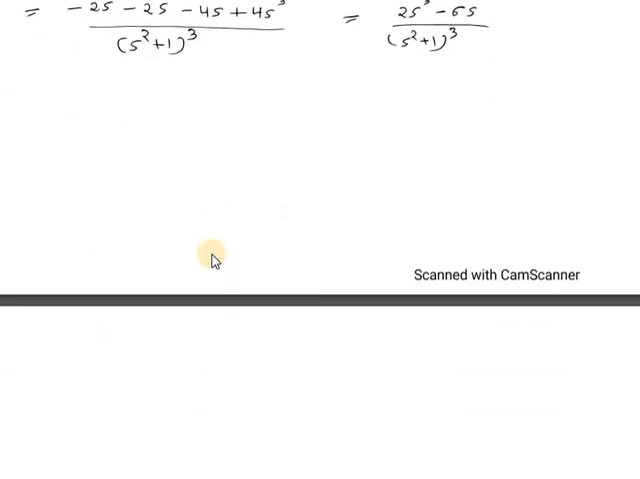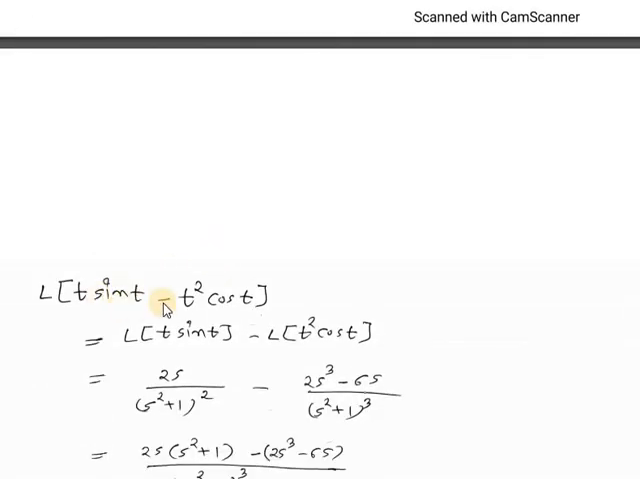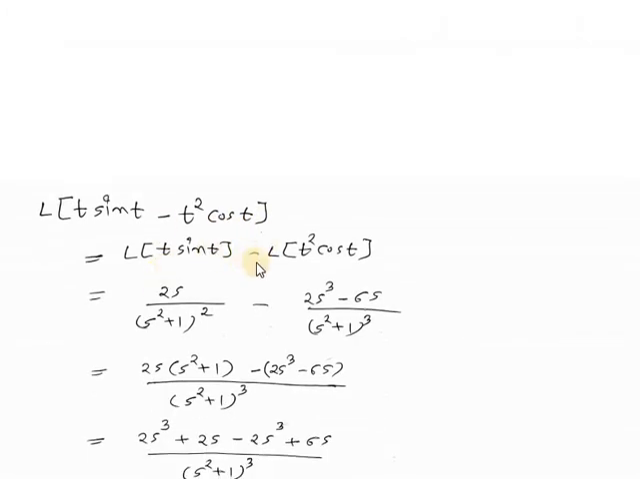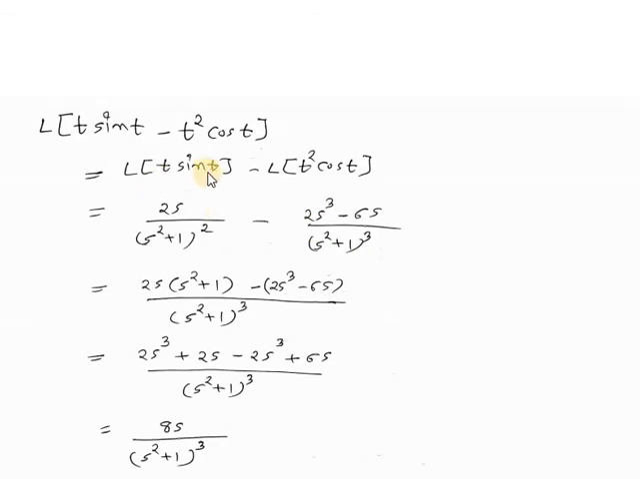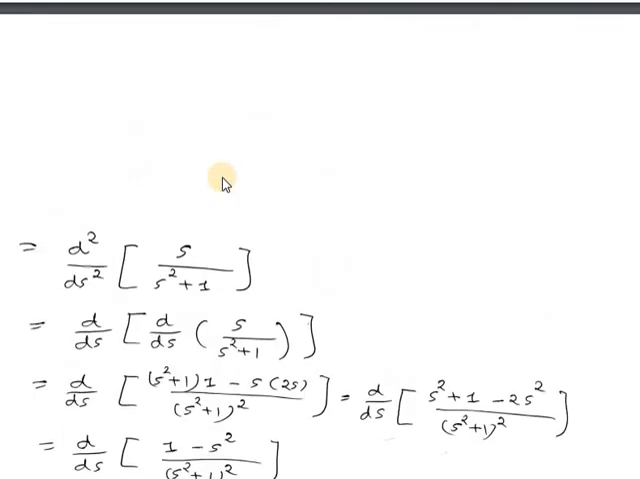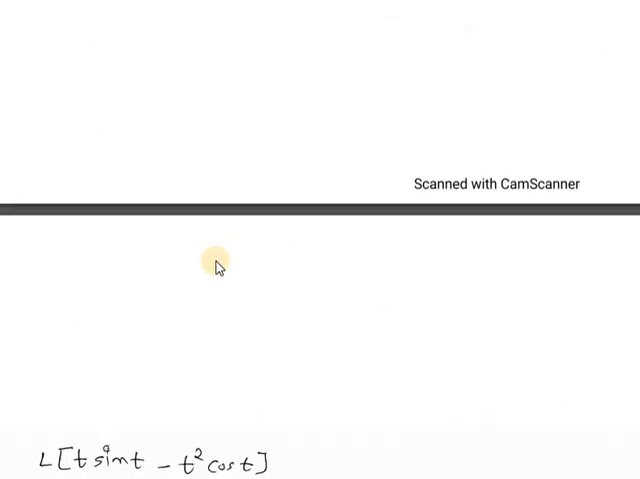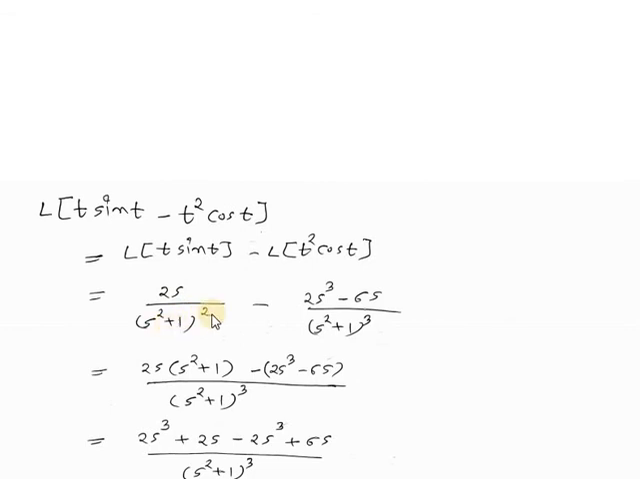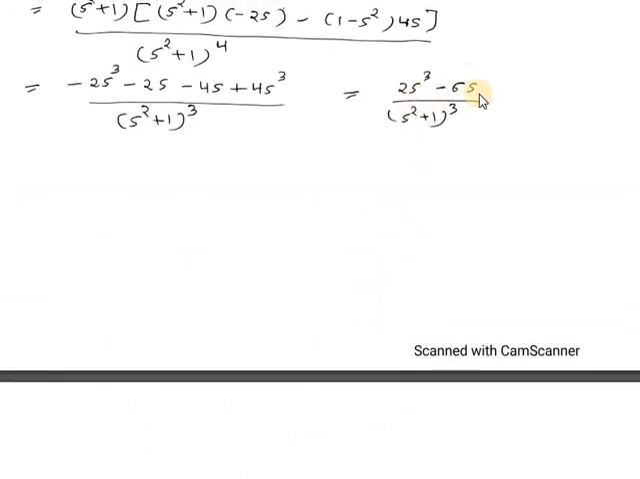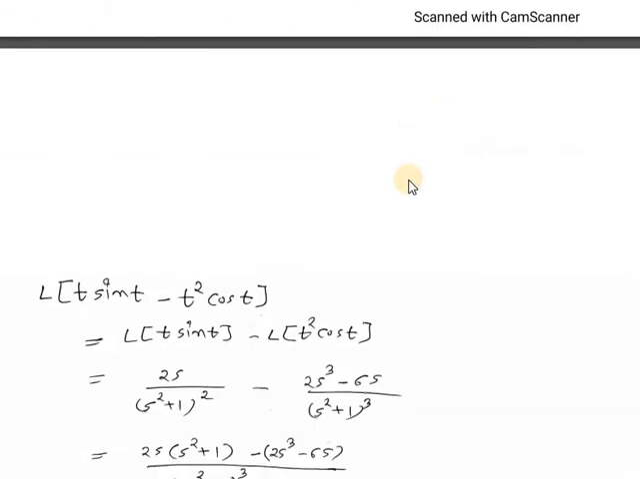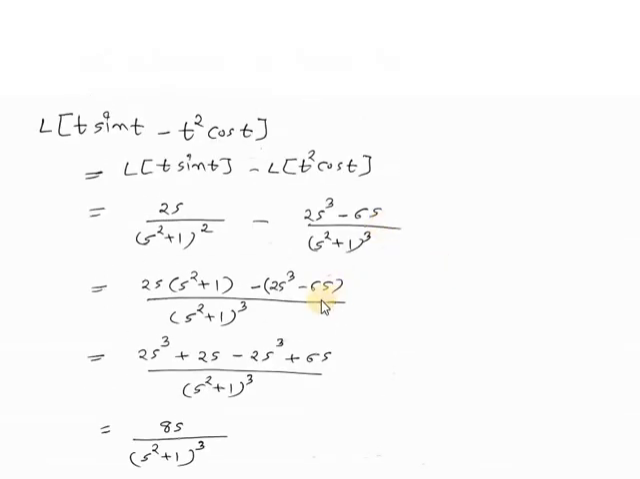Now Laplace of (t sin t minus t square cos t) will be Laplace of t sin t minus Laplace of t square cos t. So Laplace of t sin t is 2s divided by (s square plus 1) whole square, and Laplace of t square cos t is (2s cube minus 6s) divided by (s square plus 1) whole cube.